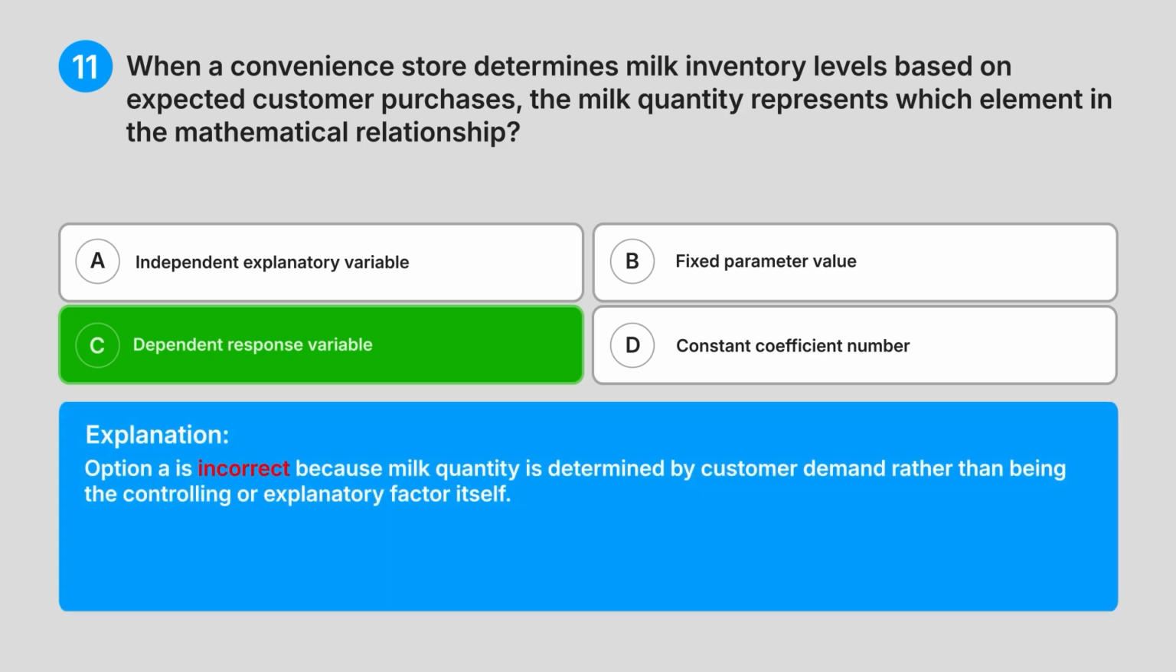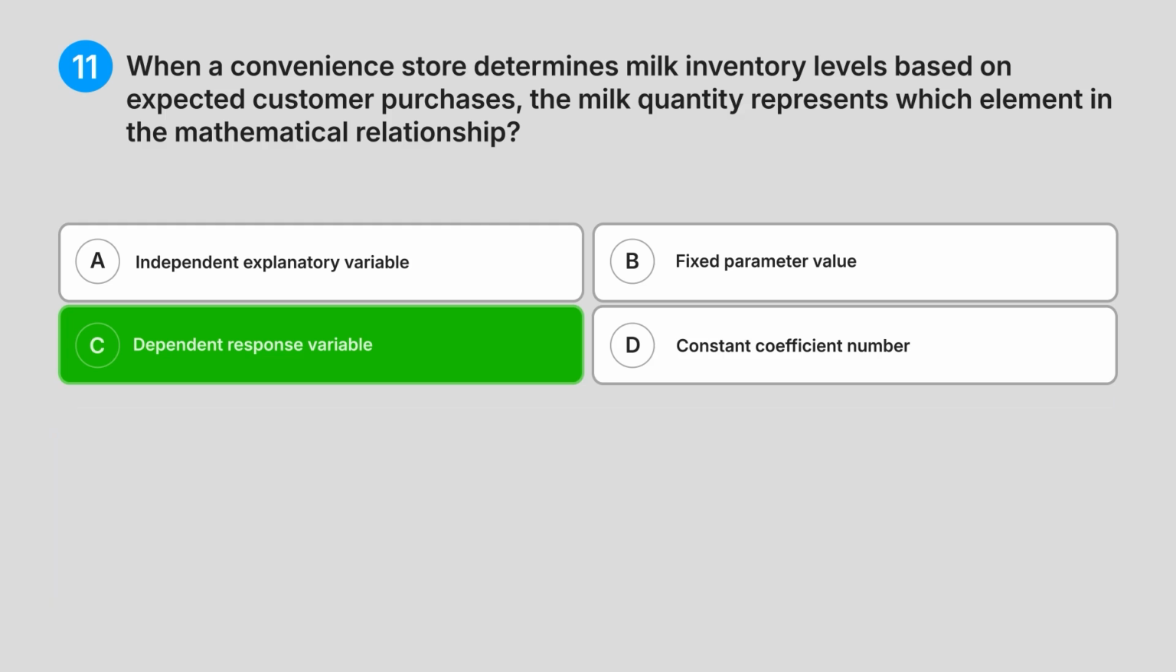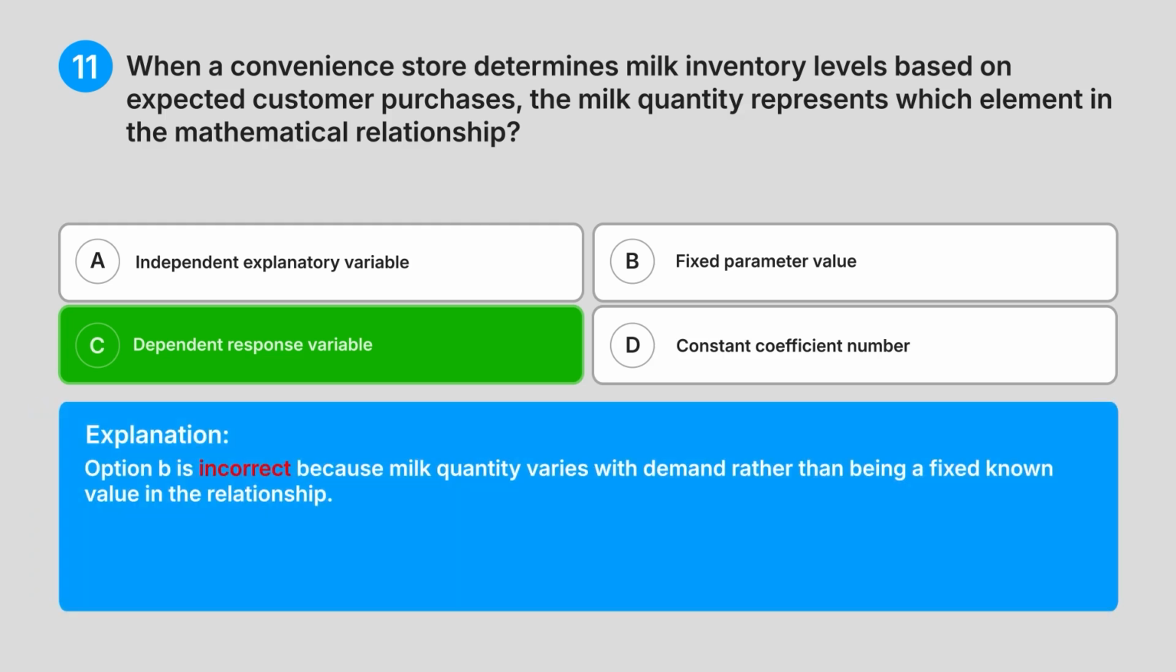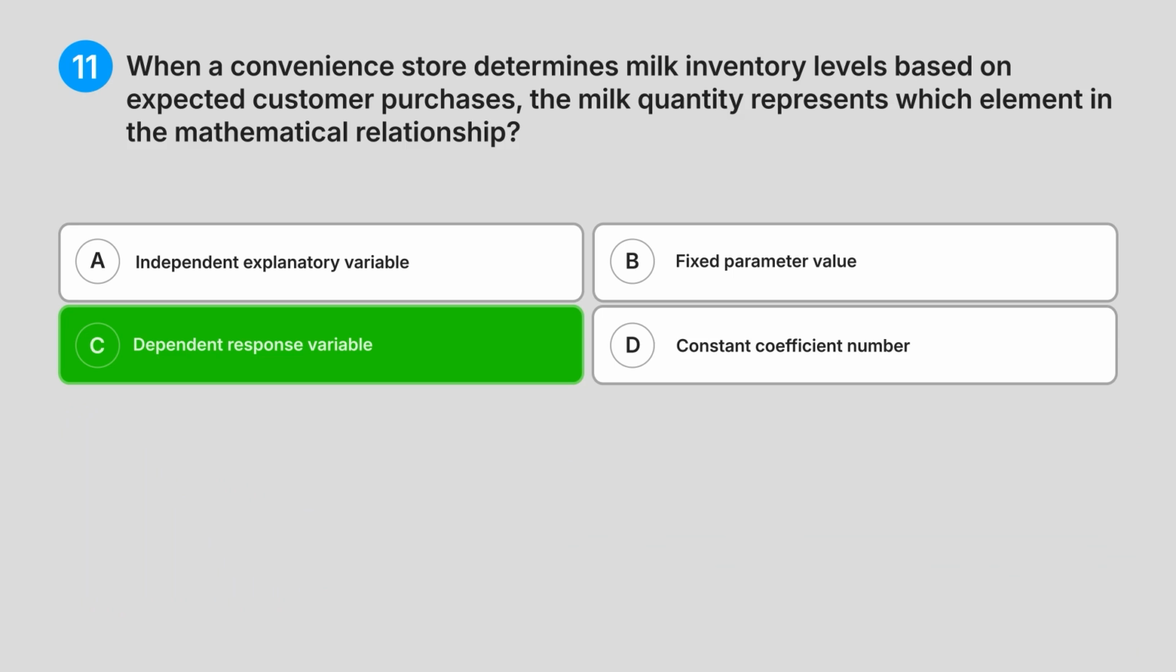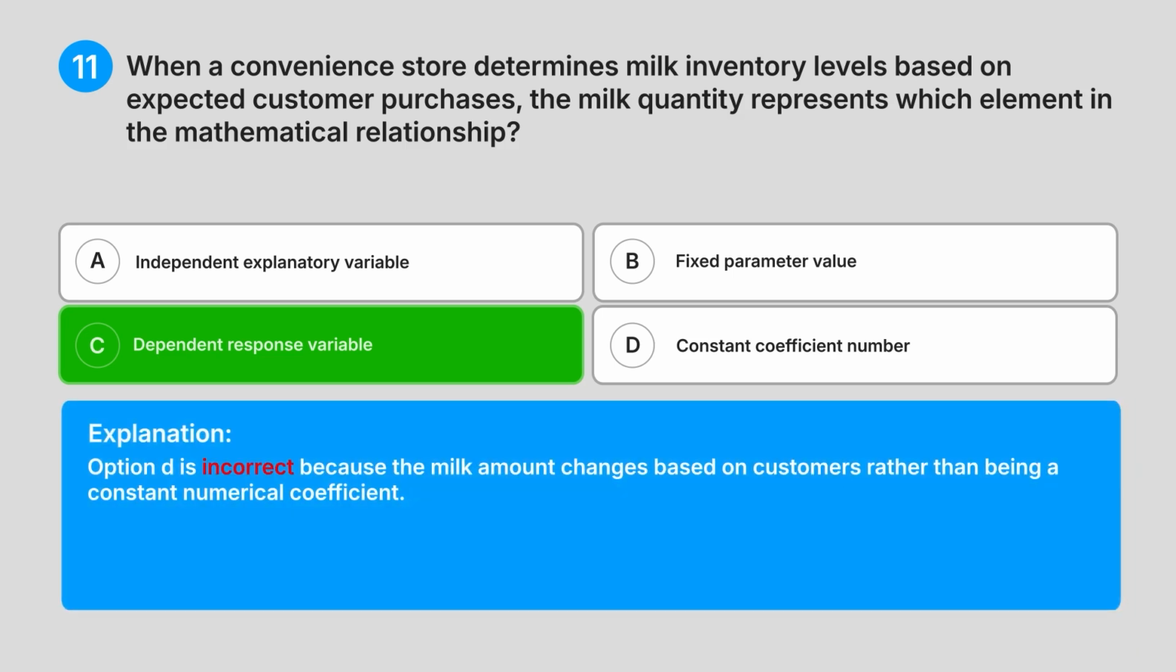Option A is incorrect because milk quantity is determined by customer demand rather than being the controlling or explanatory factor itself. Option B is incorrect because milk quantity varies with demand rather than being a fixed known value in the relationship. Option D is incorrect because the milk amount changes based on customers rather than being a constant numerical coefficient.